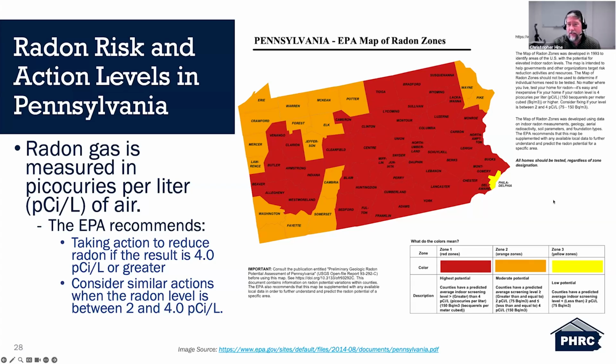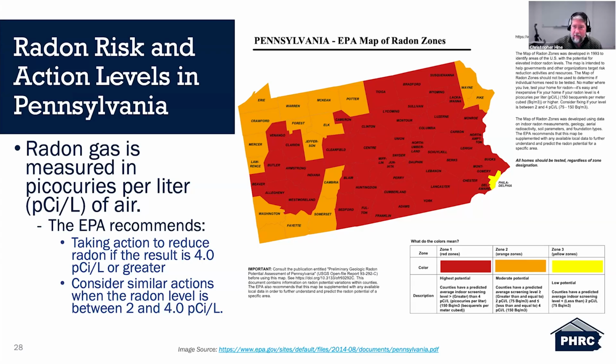So again, let's hop back over to the other side of this slide and look at our orange counties, right? That's, I would say, a third of Pennsylvania, and that's moderate potential. When they define moderate potential, that's counties that have a predicted average screening level of greater than 2 but less than 4. Remember, the EPA recommends you take action when you're between 2 and 4. So I'm safe to say 99% of the state of Pennsylvania falls in counties where you have a potential that you need to take action for levels of radon.